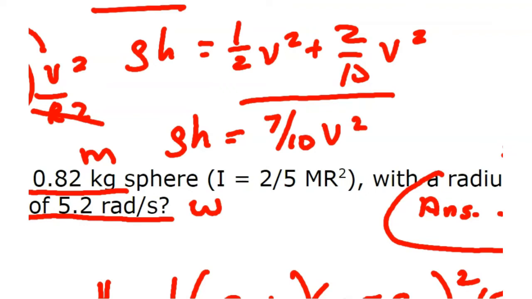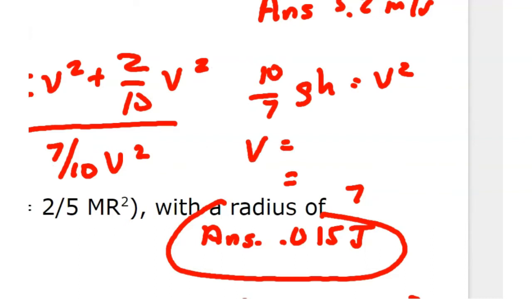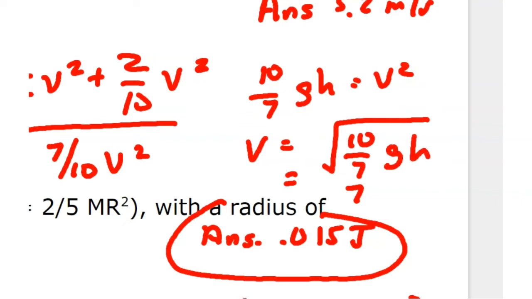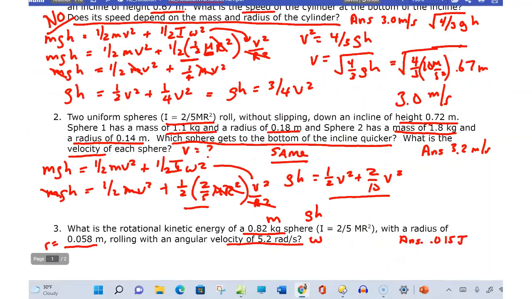Multiply by the reciprocal, you get 10/7 gh equals v squared, and v is radical 10/7 gh, and you substitute 10, and h is given as, what's the height of this? 0.72, and you should get, when you take the square root of these three terms, 3.2 meters per second.